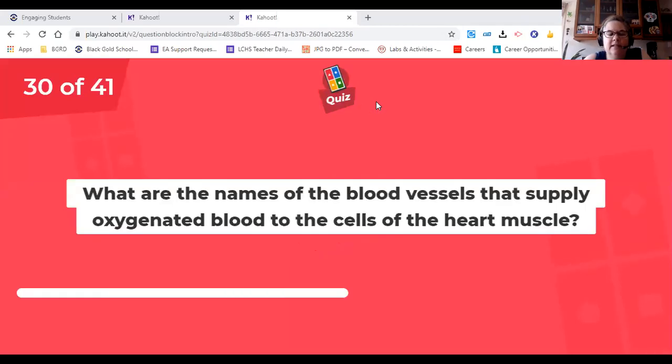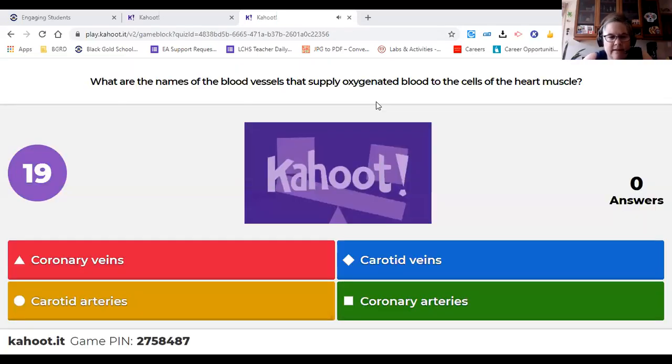What are the names of the blood vessels that supply oxygenated blood to the cells of the heart muscle? The cells of the heart muscle.